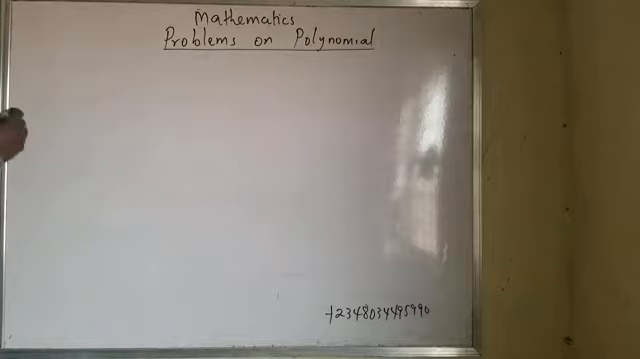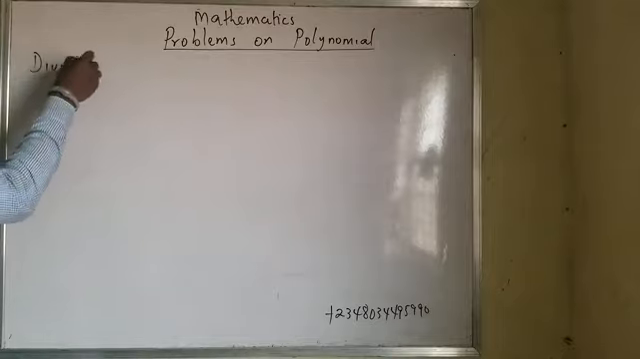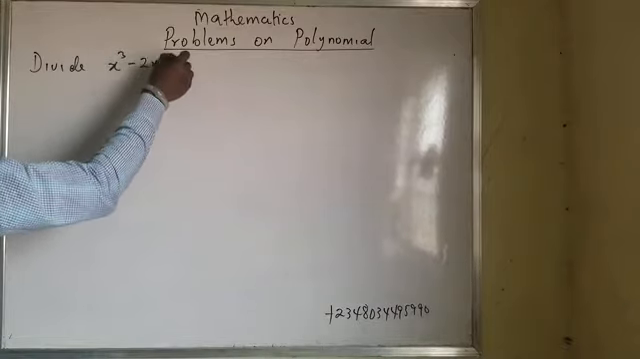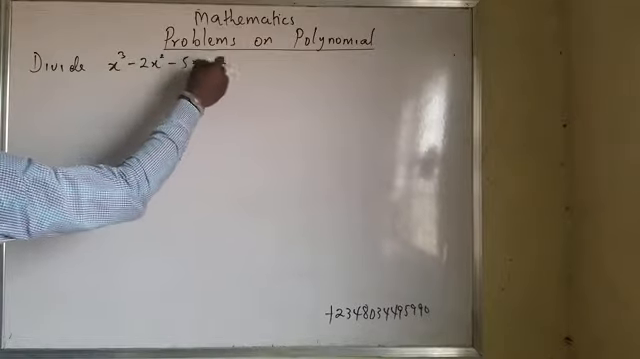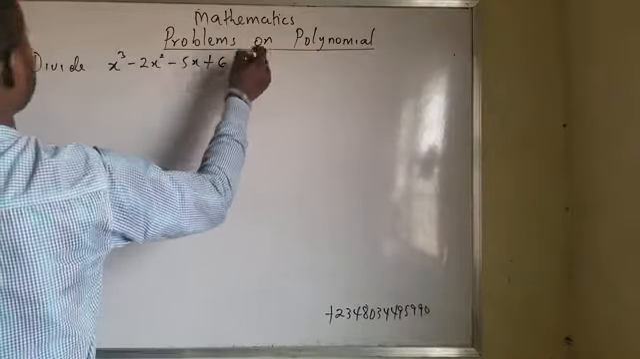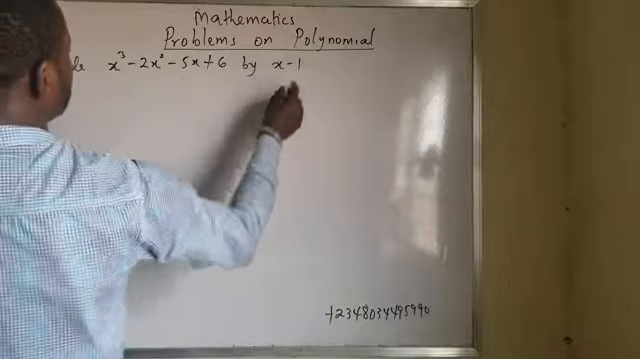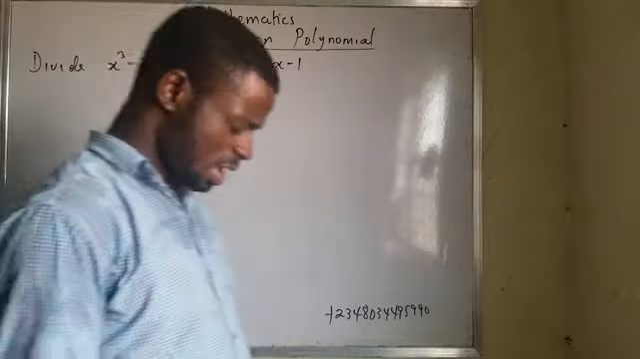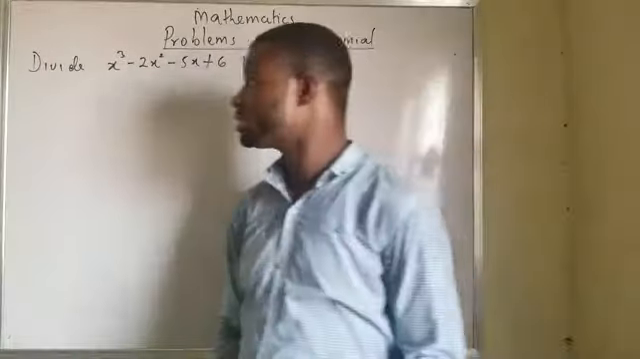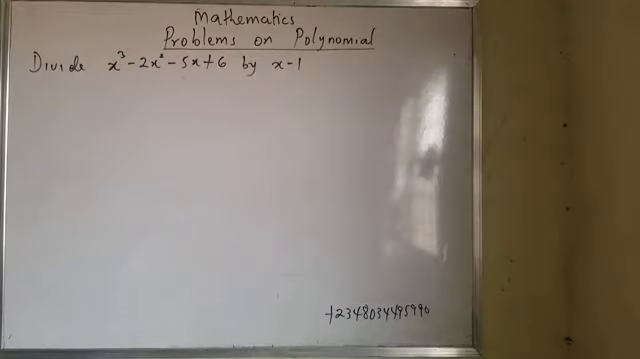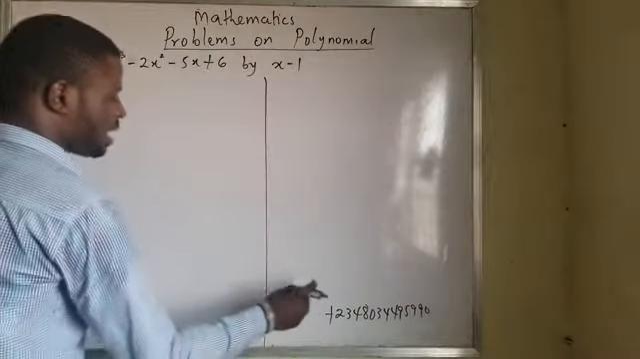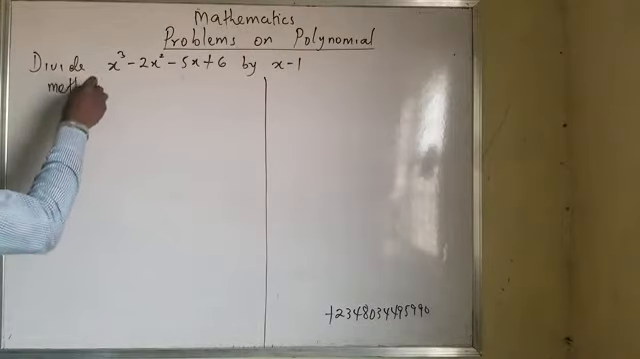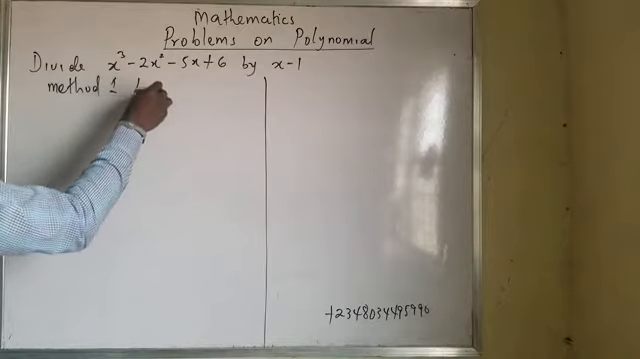Look at this problem. Divide x cubed 2x squared 5x plus 6 by x minus 1. This question was asked of me. I think we have done something like this before, but just to show, look at this problem. I will solve it in two ways. This is going to be method 1, which is long division.